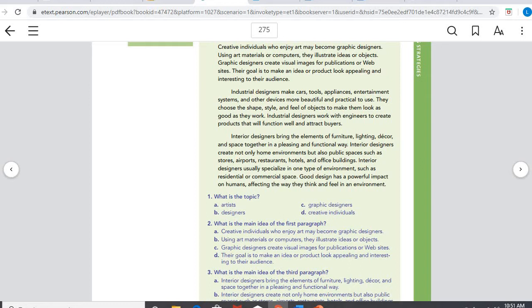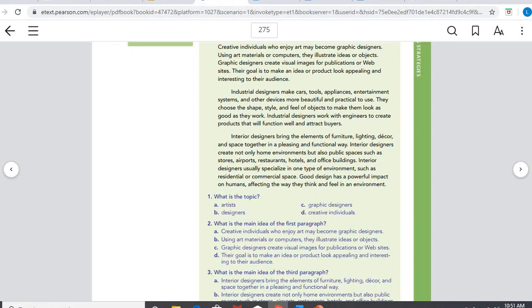Okay, hopefully you have paused and you have resumed. So if you've read these 3 paragraphs, the topic, now mind you, they are talking about the topic of all 3 paragraphs. What is the topic of all 3 paragraphs? And if you look, they each are talking about some kind of designer. So number 1 is B, designers.